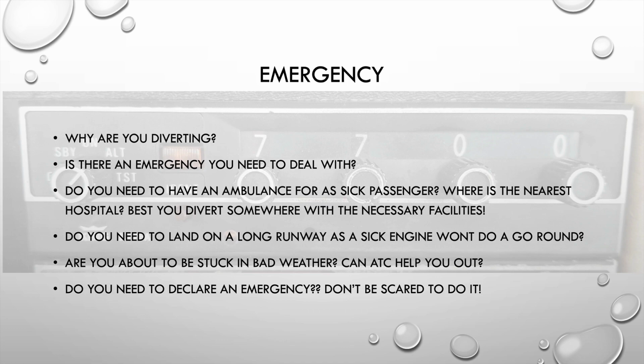If you need to declare an emergency, get 7700 up on your transponder. Hey, my passenger is really sick. This is an emergency. I need priority through airspace that I wouldn't normally be allowed to fly in. Okay, get on the radio, declare the emergency. Don't be scared to do it. The paperwork's not that hard. And if you've got a legitimate emergency, go nuts.